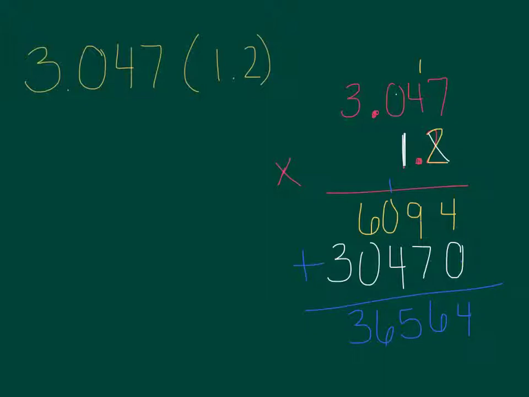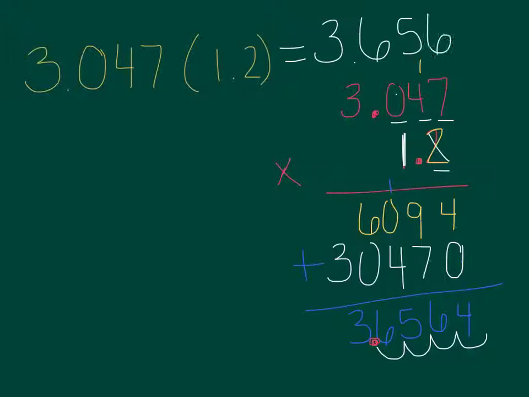So now let's go back up to our original factors and see how many places we have after our decimal. 1, 2, 3, 4. So I need to go back 1, 2, 3, 4, and that is where I will place my decimal in my product. So our answer is 3.6564.